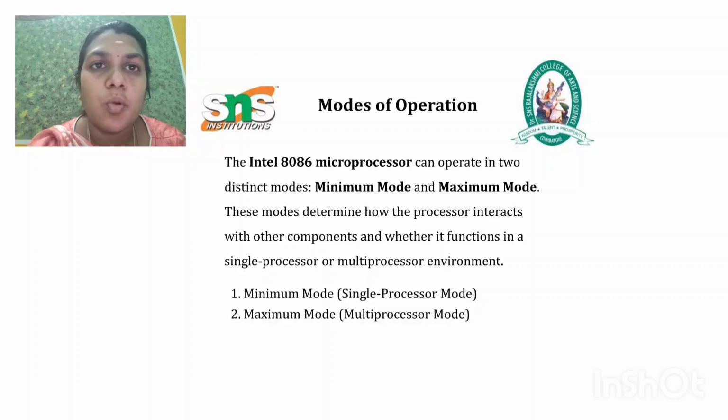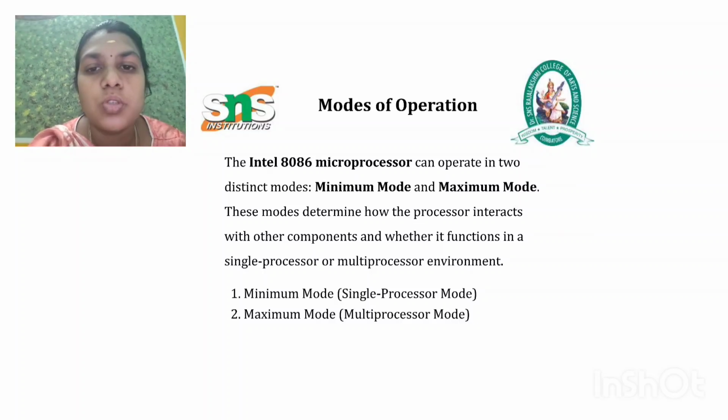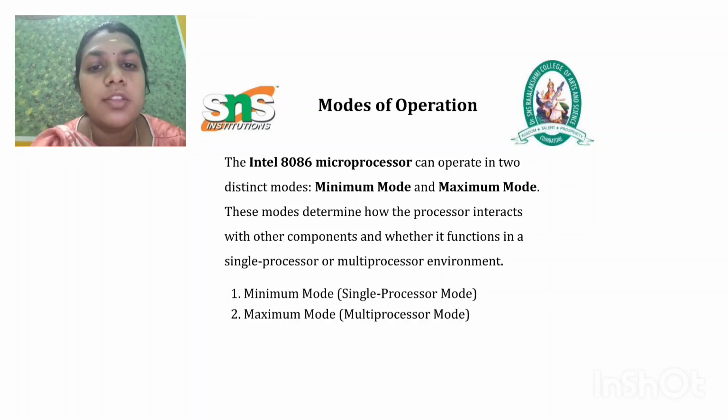In the minimum mode of operation, the microprocessor is not associated with any coprocessor and cannot be used for a multiprocessor system. In the maximum mode, the 8086 can work in multiprocessor or coprocessor configurations. Minimum mode or maximum mode operation is decided by the pin MN/MX, active low. When the pin is high, the 8086 operates in minimum mode, otherwise it operates in maximum mode.